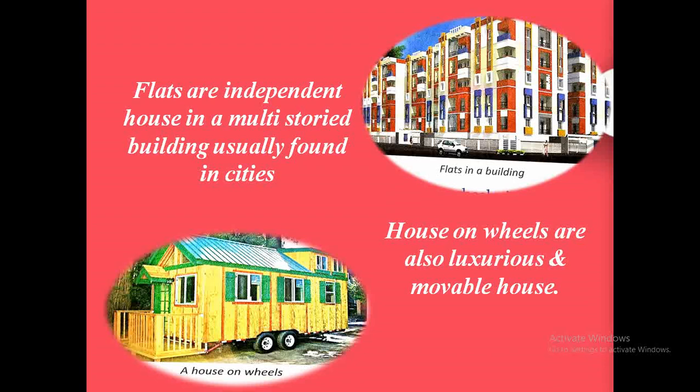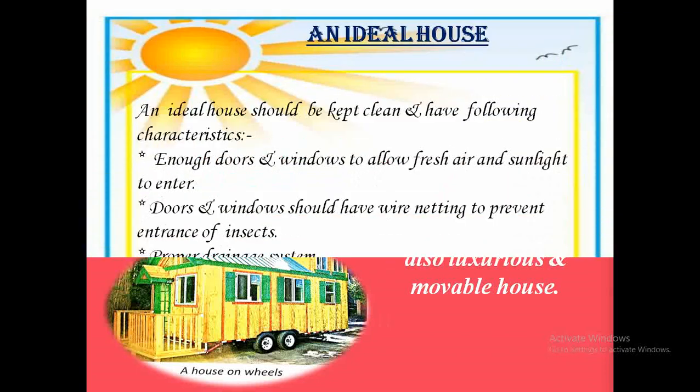Now the last one, house on wheels. As you can see in the picture, children, two of the wheels are clear on one side of the picture. Such houses are made on wheels, and the whole setup of the house can be shifted or moved from one place to another, and therefore such houses are also known as movable houses. As you can see in the picture, there are compartments, and facilities are also available there, so people live there and keep on moving. Such houses are known as houses on wheels.